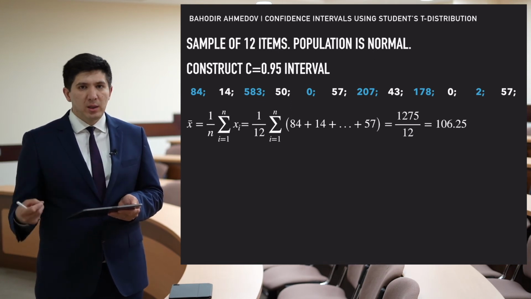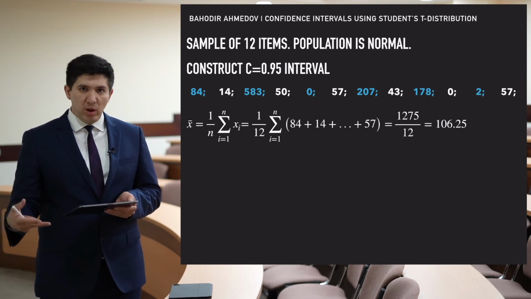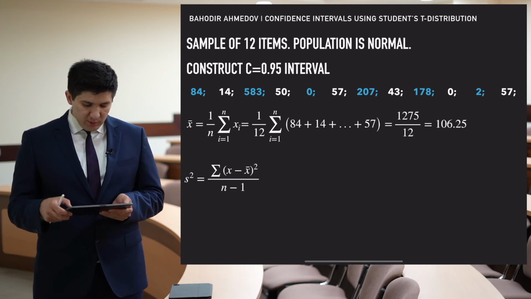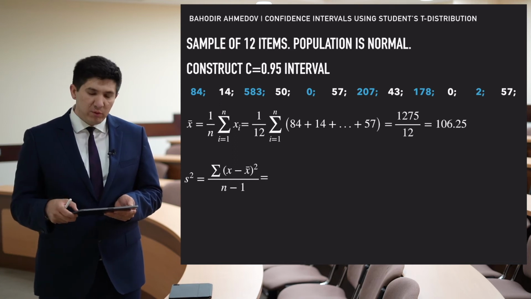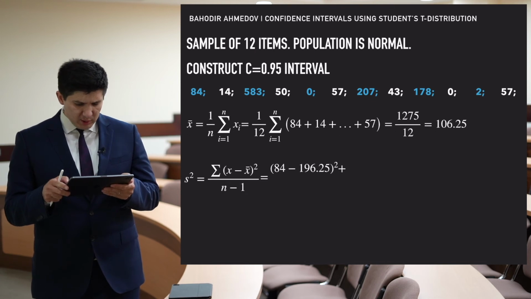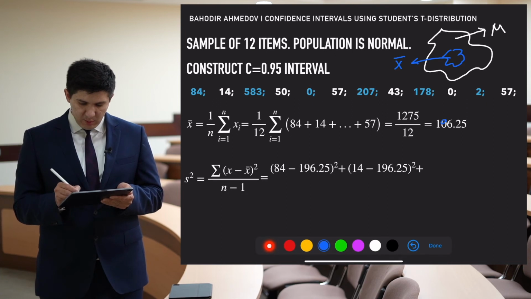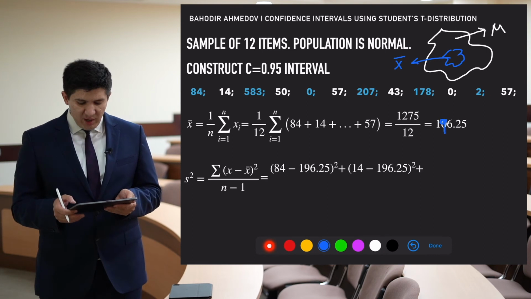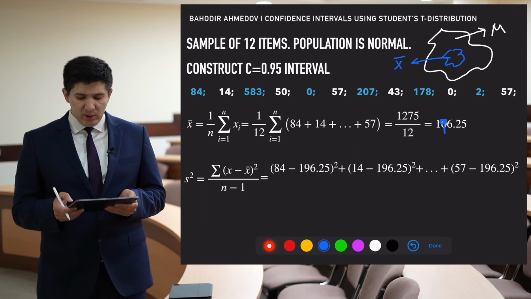Well, step number 2 is to find the standard deviation. If you remember, the definition of the standard deviation is the average distance between all of the points and the mean. In this case, I'm going to subtract 106.25 from every point, from 84, from 14, from 583, and so on. Well, it is going to be 84 minus 196. I think it's probably 196 here. So there was a typo. 196.25 squared, 14 minus 196.25 squared, and so on.